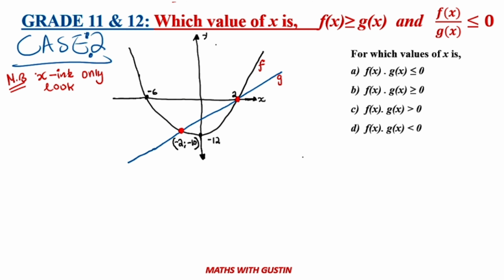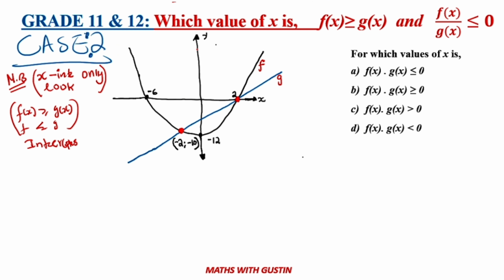Let me remind you of the previous question. When you were given a situation where f of x is greater or equal to g of x, or less or equal to, you were looking at the intercepts between the two graphs. Now, in this case, you're not looking at the intercept. You are given 2 graphs multiplying each other. You are therefore looking at the x-intercepts.